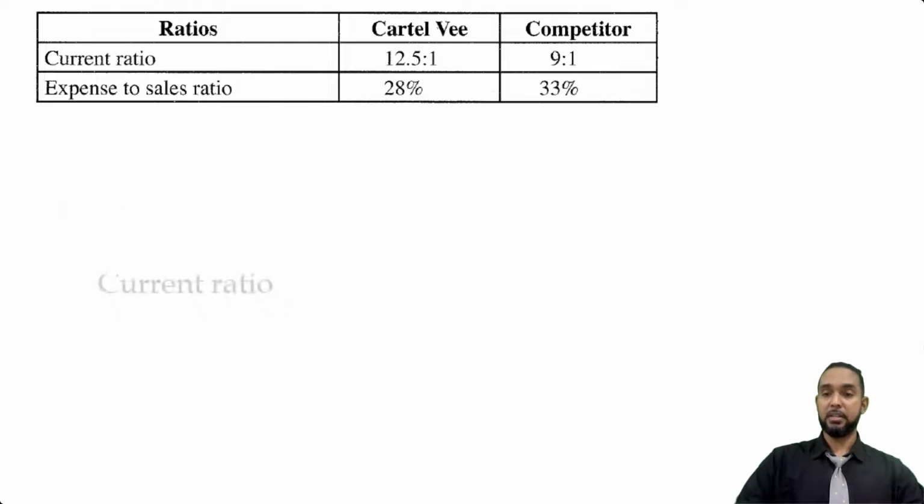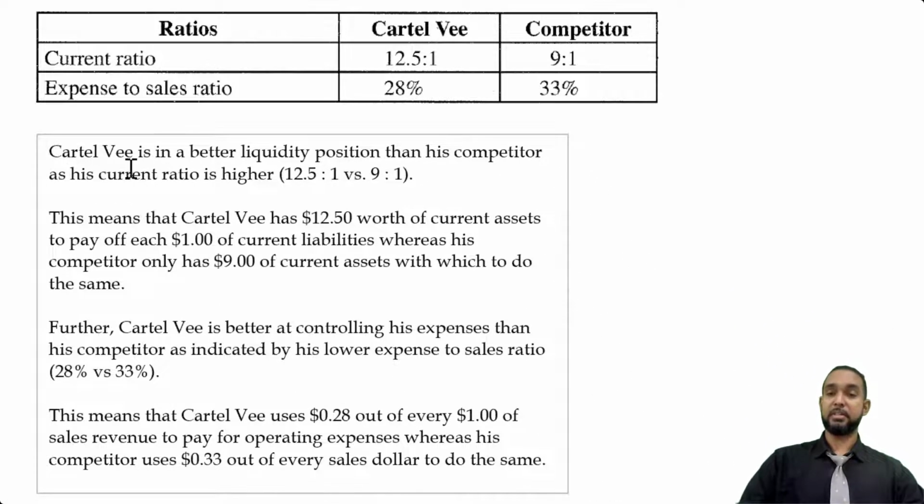So I did a little write-up here. Cartel V is in a better liquidity position than his competitor, as his current ratio is higher, 12.5 to 1 versus 9 to 1. This means that Cartel V has $12.50 worth of current assets to pay off each dollar of current liabilities, whereas his competitor only has $9 of current assets with which to do the same. So Cartel V is more capable of paying off current liabilities using current assets than his competitor.